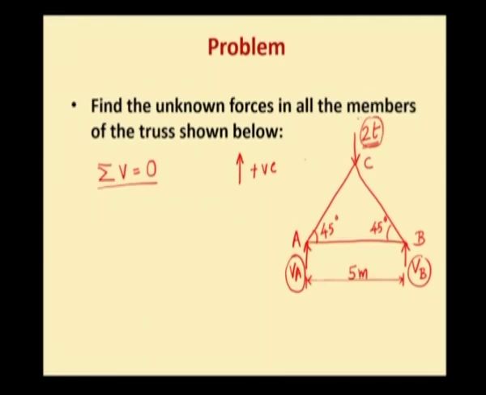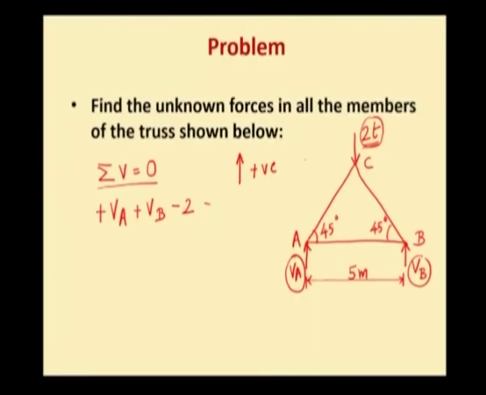VA goes in the upward direction, so we have to put a positive sign for it. So, plus VA. Similarly, VB is in the upward direction, plus VB. The 2 ton external force is in the downward direction, so it is minus 2. So, these are the 3 forces. The algebraic sum of all these 3 forces should be equated to 0. So, VA plus VB minus 2 will be 0. VA plus VB will be equal to 2. Let us keep this as equation number 1.